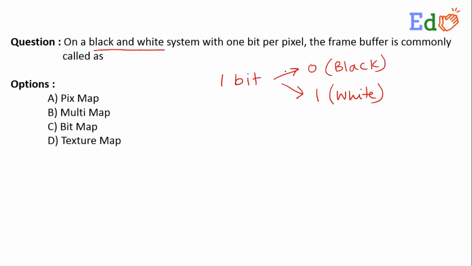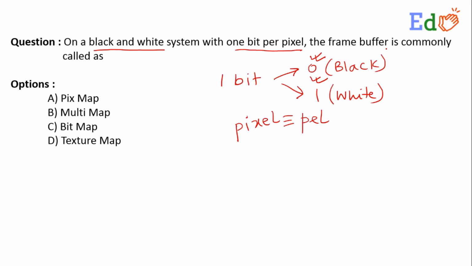So this one bit can have two different states, 0 and 1. Now what is the question here? On a black and white system with one bit per pixel, for each and every pel there is a picture element. You know that pixel is actually the short form of picture element, and it is also called a pel, picture element. So they are the same. One picture contains multiple pixels.